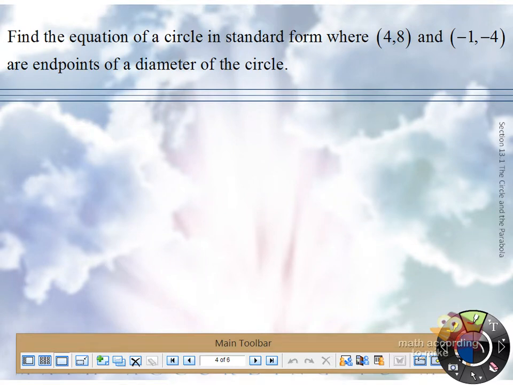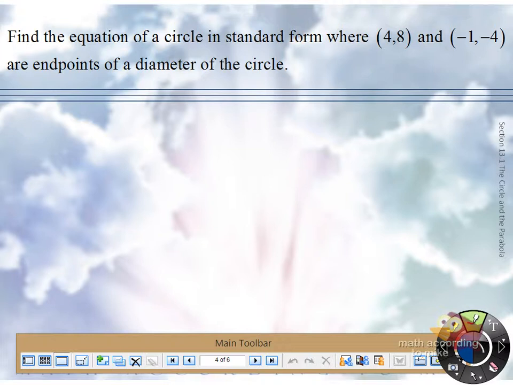Are technical terms, endpoints of a diameter of a circle. This is tricky because this spans over a couple chapters. So we need formulas that we learned a couple chapters ago. But let's break this down. What are we asked to find? An equation of a circle.